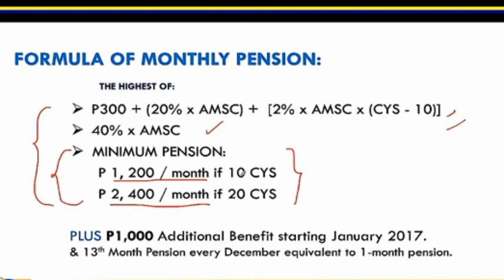So on top of these three, kasi will yield the basic monthly pension. So on top of this basic monthly pension, we also add the 1,000 additional benefit or the pension increase, and the 13th month pension every December, which is equivalent to a 1-month pension. Okay, so that's how we compute for the monthly pension, and that's what we give to our retiree pensioners.